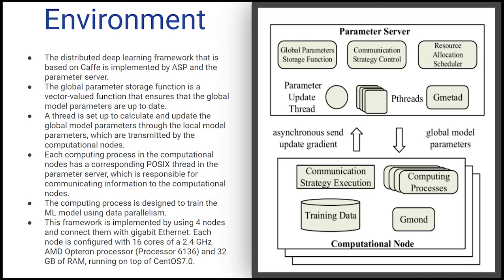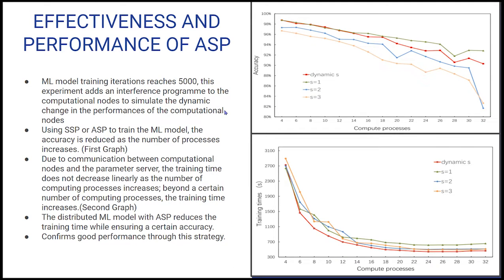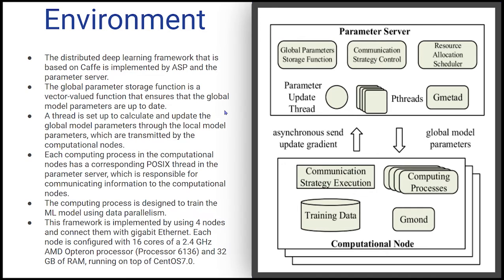As we can see from the figure here, the global parameter storage function, the communication static function, and the resource allocation scheduler are the three primary nodes of the parameter server, and it's using asynchronous data sending for uploading the gradient and global model parameters.